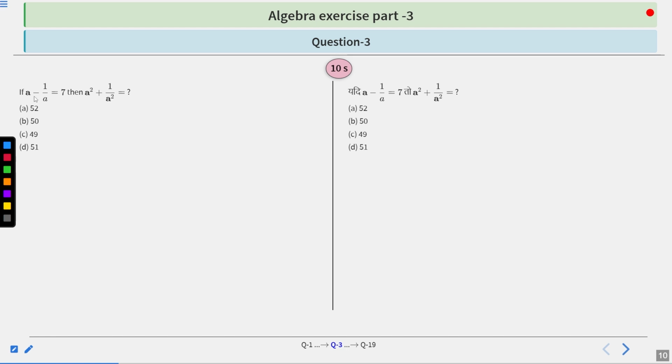Next, if a minus 1 upon a is equal to 7, then a square plus 1 upon a square is how much? Options are option A 52, option B 50, option C 49, and option D 51. These are the options, and I'm giving you 10 seconds to find which one of them is correct. After that, I will do the solution.